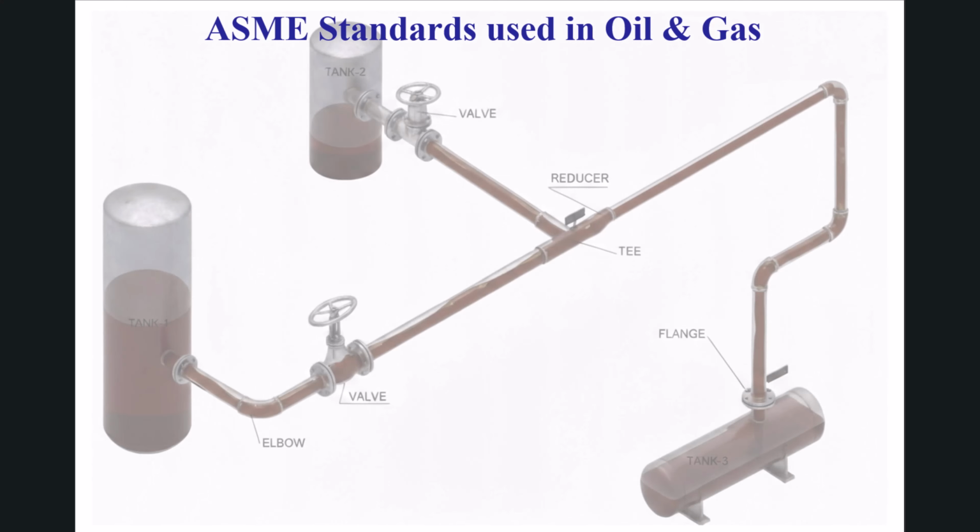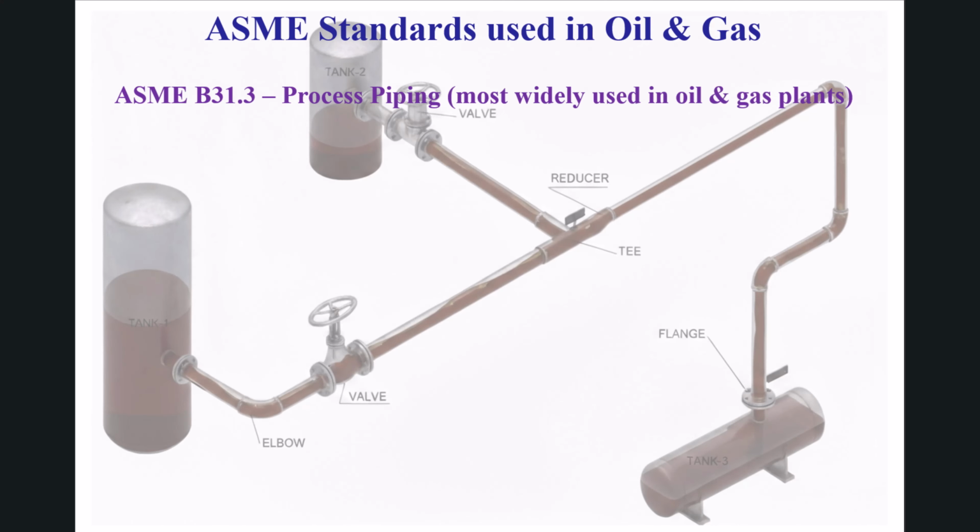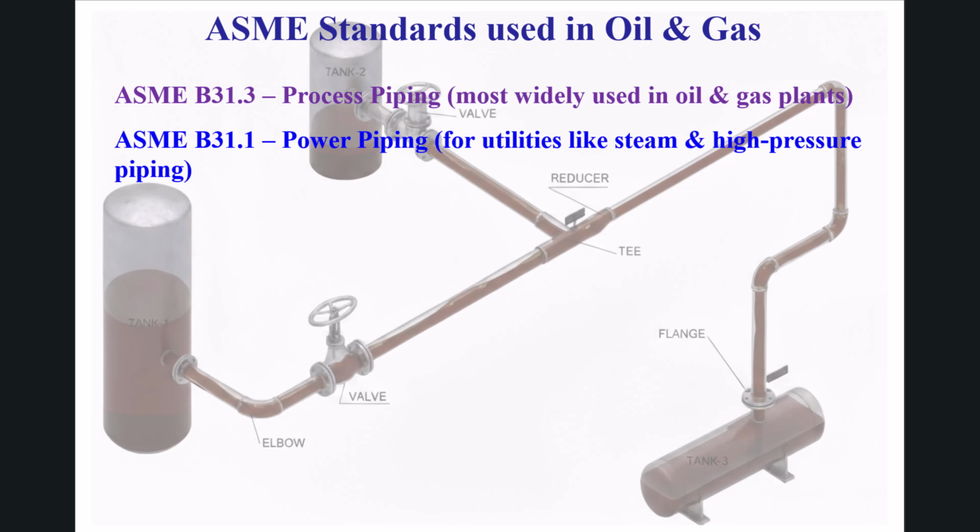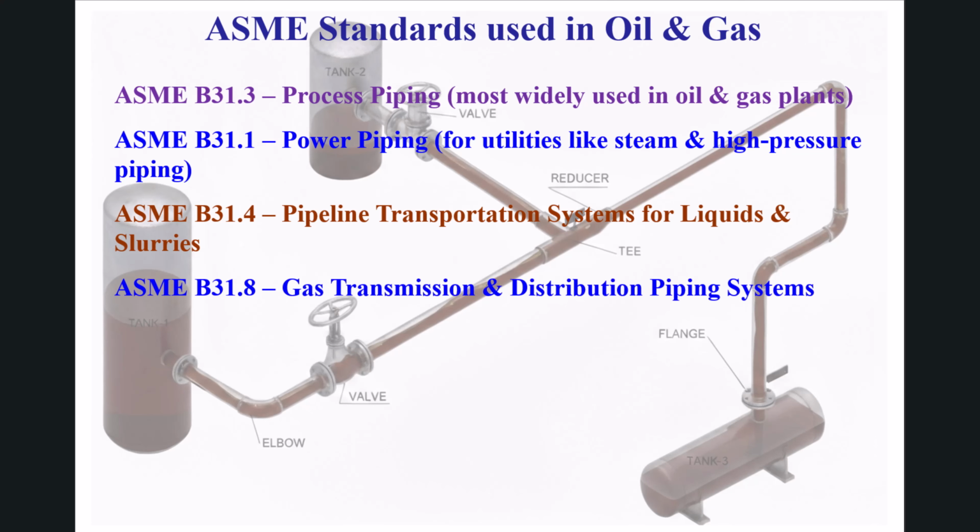ASME standards in oil and gas: ASME B31.3, process piping, most widely used in oil and gas plants. ASME B31.1, power piping, for utilities like steam and high-pressure piping. ASME B31.4, pipeline transportation systems for liquids and slurries. ASME B31.8, gas transmission and distribution piping systems.